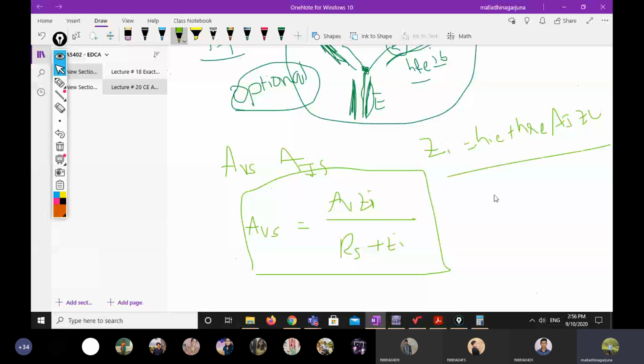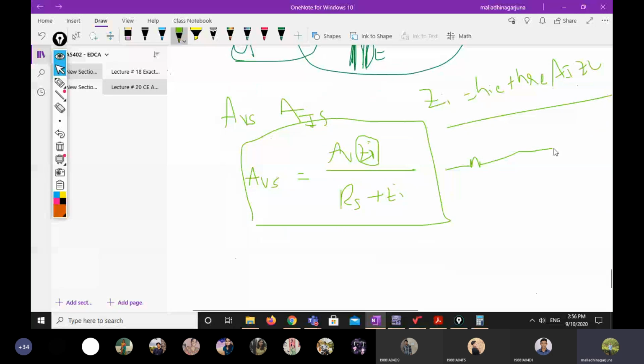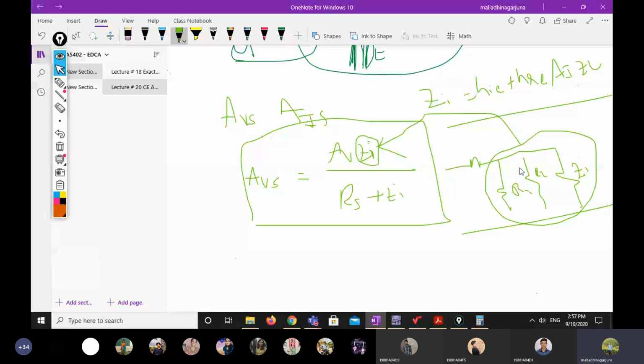So instead of substituting that, the circuit is this. RS is there, and this is ZI, and in between that R1 and R2 is there. So we have to take the parallel combination of R1, R2, ZI. But in the derivation part, we didn't take these R1, R2. But in the numericals, if they ask you to calculate AVS and AIS, R1, R2 will be parallel to ZI. So that equivalent result you have to substitute in the place of ZI.